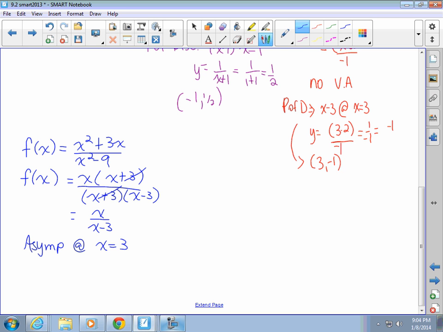So okay, now I look at my point of discontinuity. It's at the factor that canceled. So I have x plus 3, so my point of discontinuity is at x plus 3 equals 0, so that's x is equal to -3. So when I substitute into my equation to find my y value, I have -3 over -3 minus 3, so that's -3 over -6, so that's 1/2. So my point of discontinuity will be at -3, 1/2.